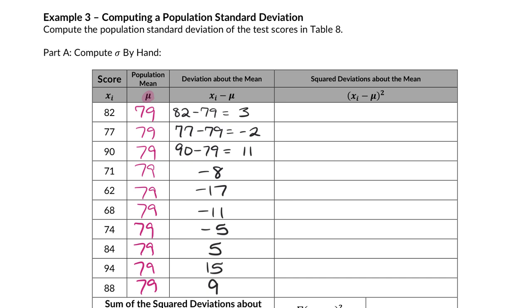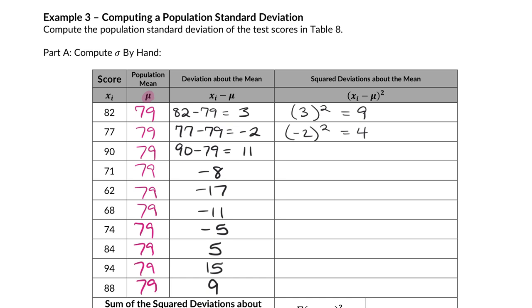But we get the deviation about the mean, which is the observed score minus the population mean. But then we need to square those deviations about the mean. So we're going to take 3 and square it. We're going to get 9. We're going to take -2 and square it. We're going to get 4.